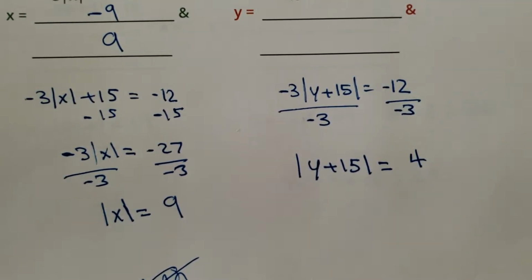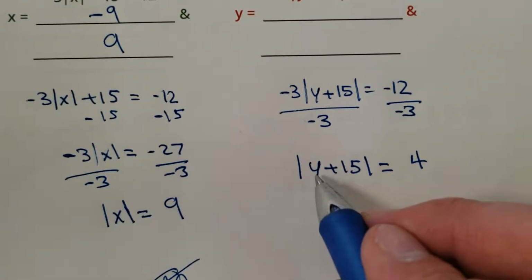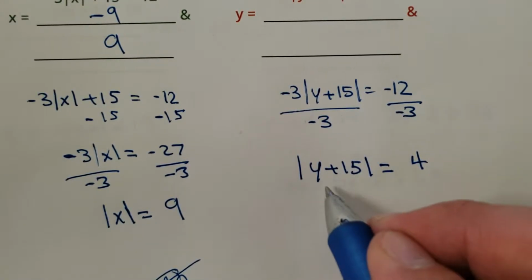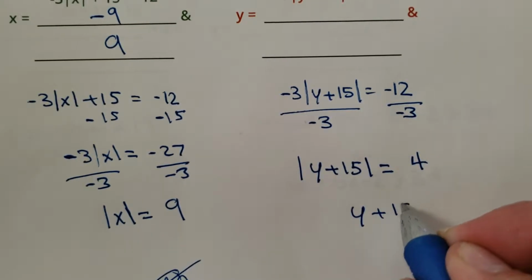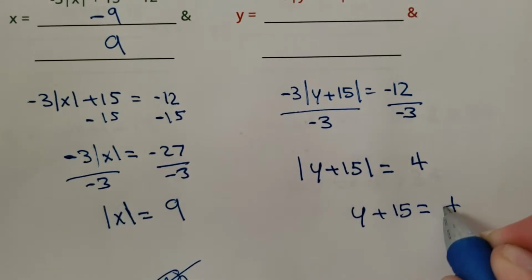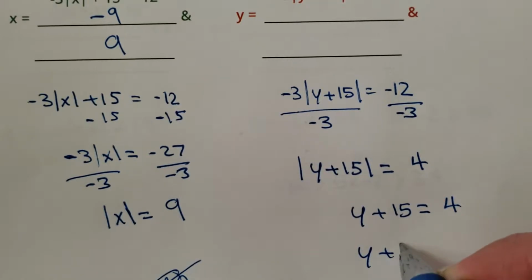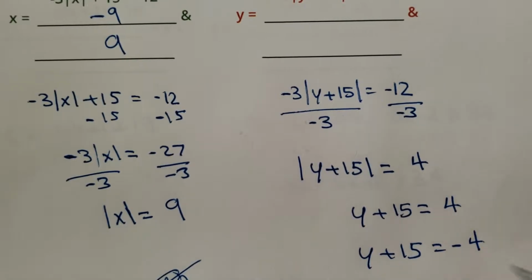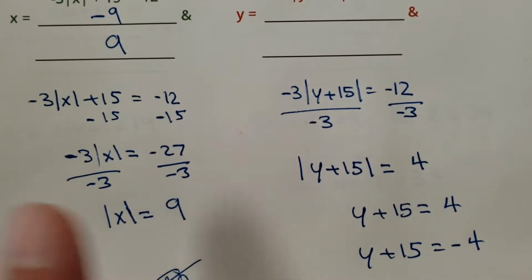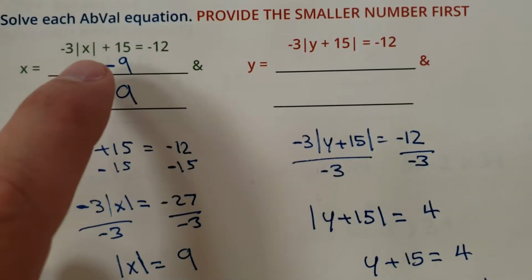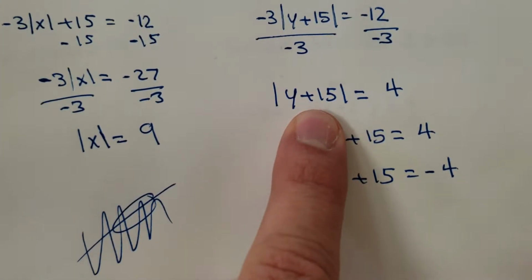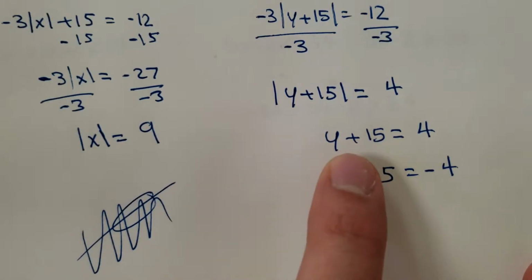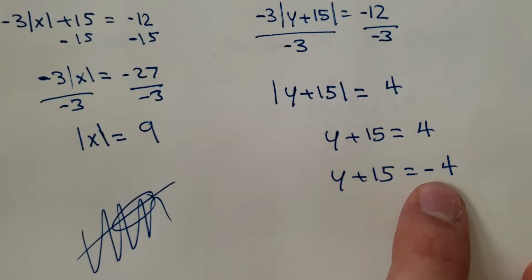So here's the trick. This y plus 15 has an absolute value of 4. That means y plus 15 equals 4, and y plus 15 is also going to equal a negative 4. So when it's a plain x, that plain x would equal the negative and positive. But when there's stuff inside the symbols, the stuff equals the positive and negative.